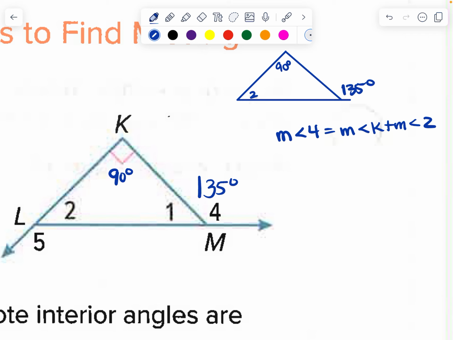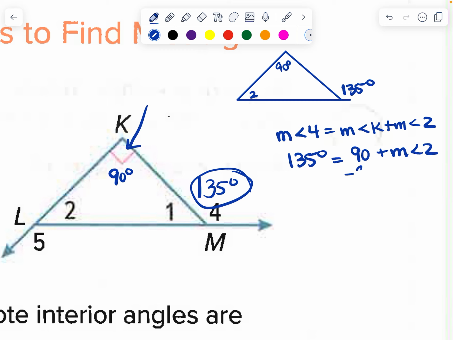The measure of angle 4 we know is 135. The measure of angle K right here we know is 90 degrees. So now we need to find the measure of angle 2. So we're going to subtract 90 from both sides. When we do that, we get 45 degrees is equal to the measure of angle 2. So this is 45 degrees.